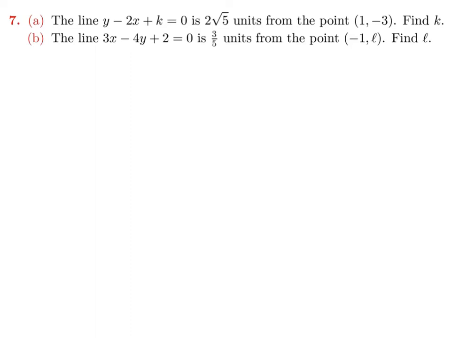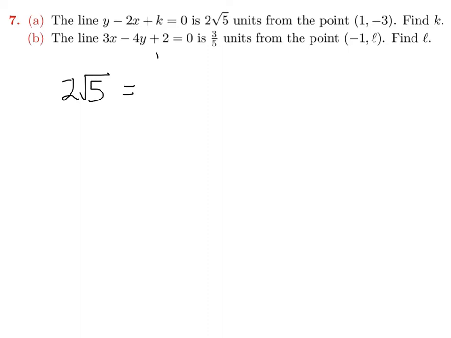Now here are a couple of questions that use the same sort of strategy. They're kind of backwards questions because we're meant to find a variable if we already know the perpendicular distance. The distance from a point to a line is this perpendicular distance. So we're going to write out the distance formula here. We already know that the distance is going to be 2 root 5.